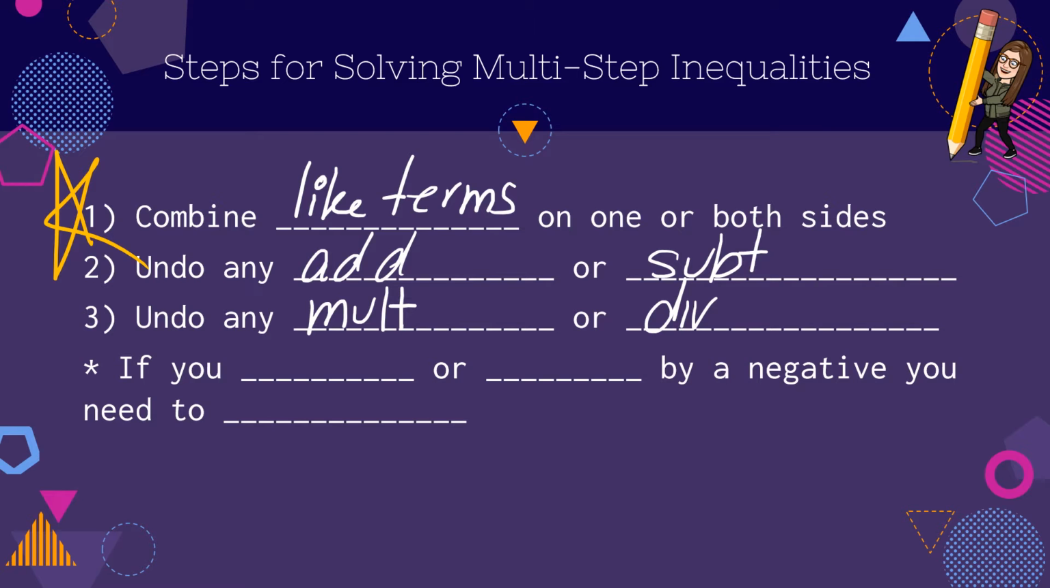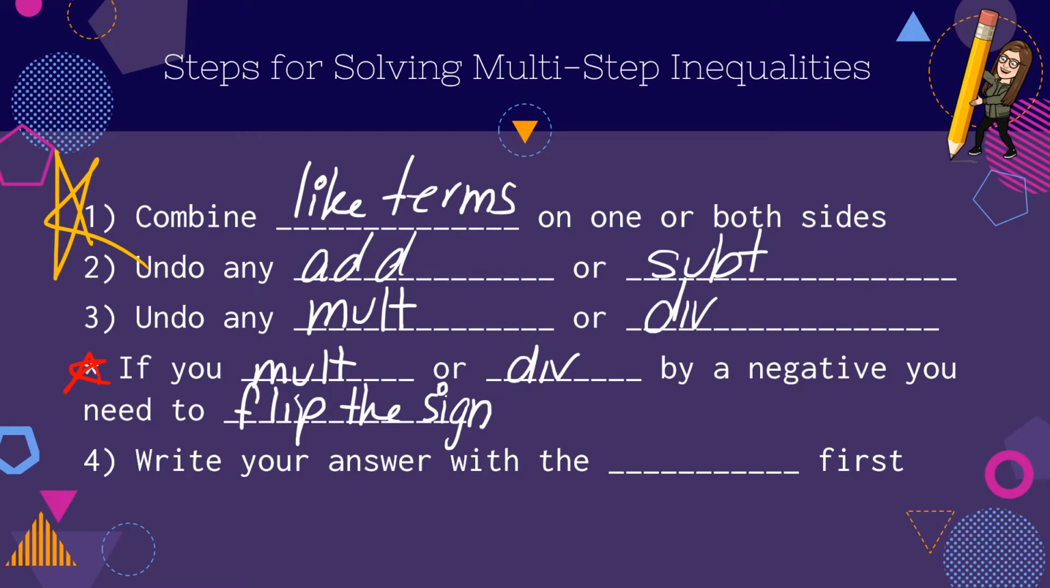And in that moment, we have to remember our special rule. If you multiply or divide by a negative, you need to flip the sign, meaning flip the inequality symbol. We've talked about that in the last few lessons, so that isn't anything new. And my request is that you write your answer with the variable first. So I've been calling that flip-flop because it makes the graphing of the solution easier if the variable is written first. So again, that means if I have 7 is less than x, I flip that around to say x is greater than 7.